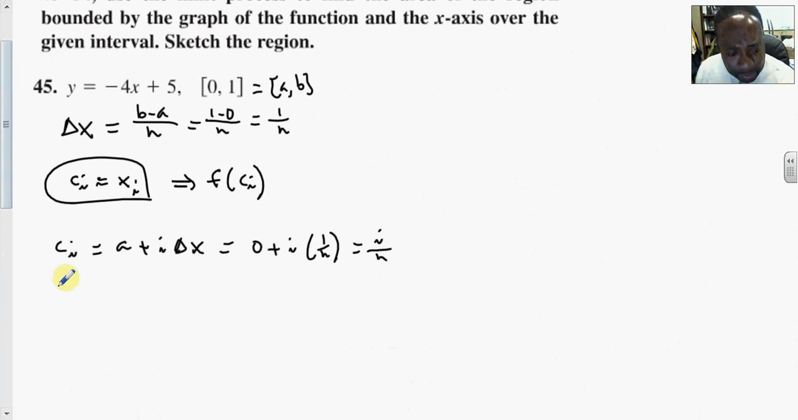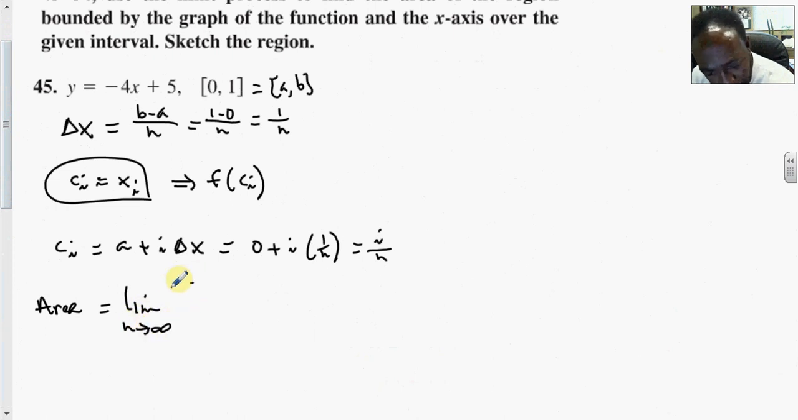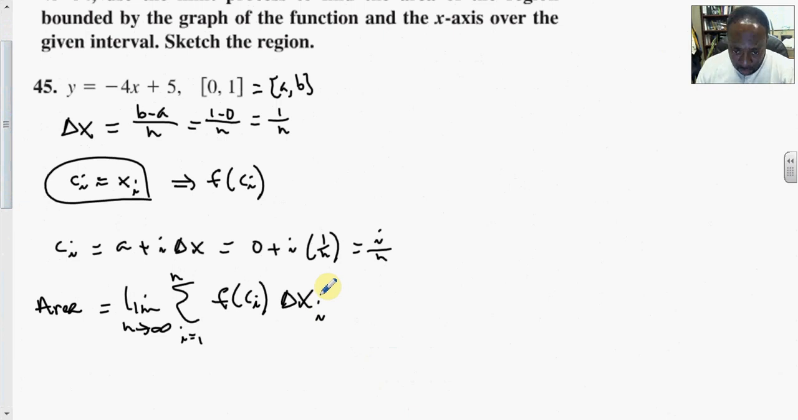So now the area is said to be the limit as n goes to infinity of the summation as i goes from 1 to n of the function f of c sub i times delta x. And I just put the sub i there to let you know that we're looking at that per iteration, but it's the same magnitude, the same width.